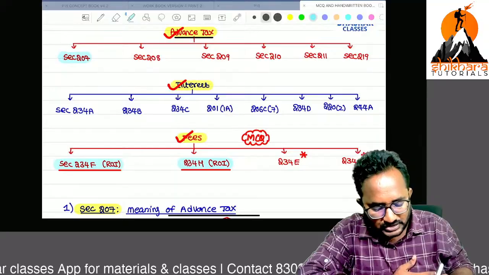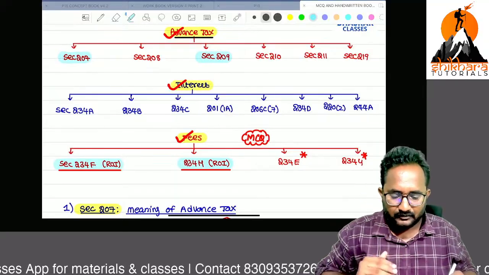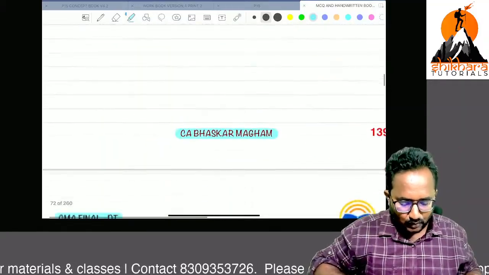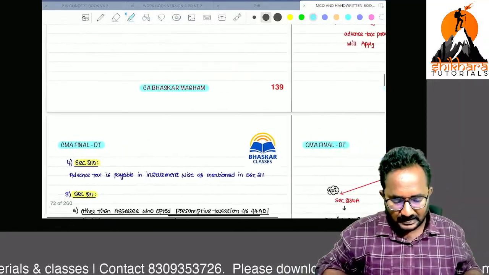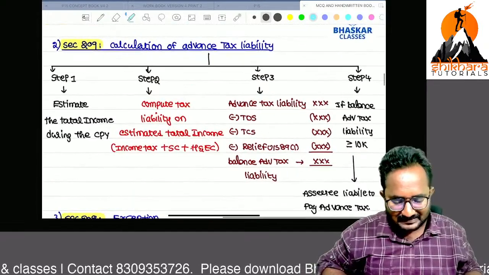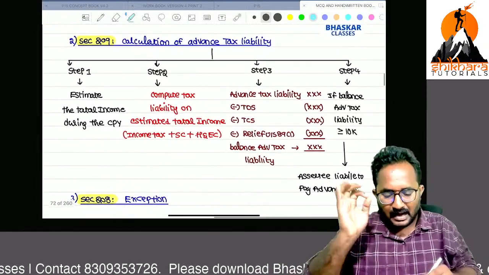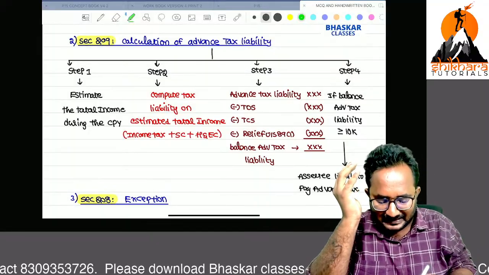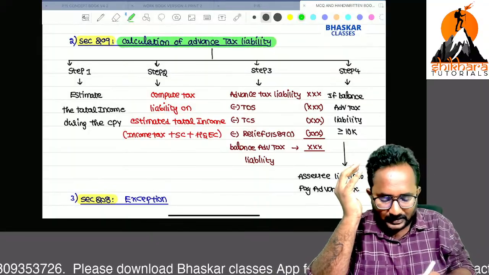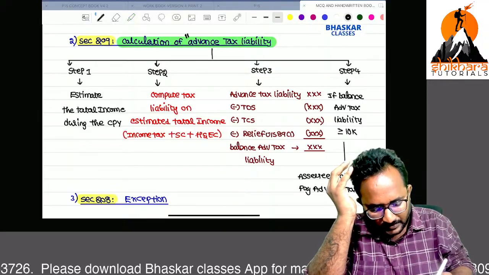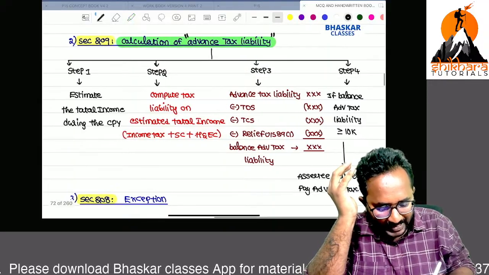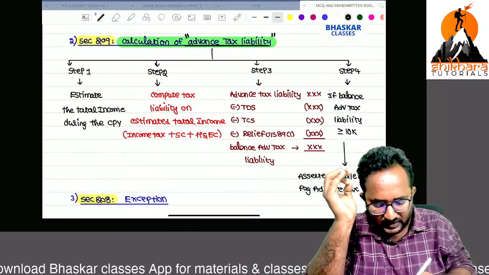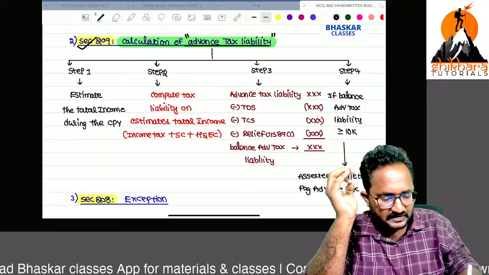Now, I want to shift directly to 209. After that we can discuss 208. Please refer to the provision of section 209. Section 209 is nothing but calculation of advance tax liability. You are asking us to pay the advance tax in the previous year. How to calculate the advance tax liability? How much do I need to pay? All the clarifications are given in 209.